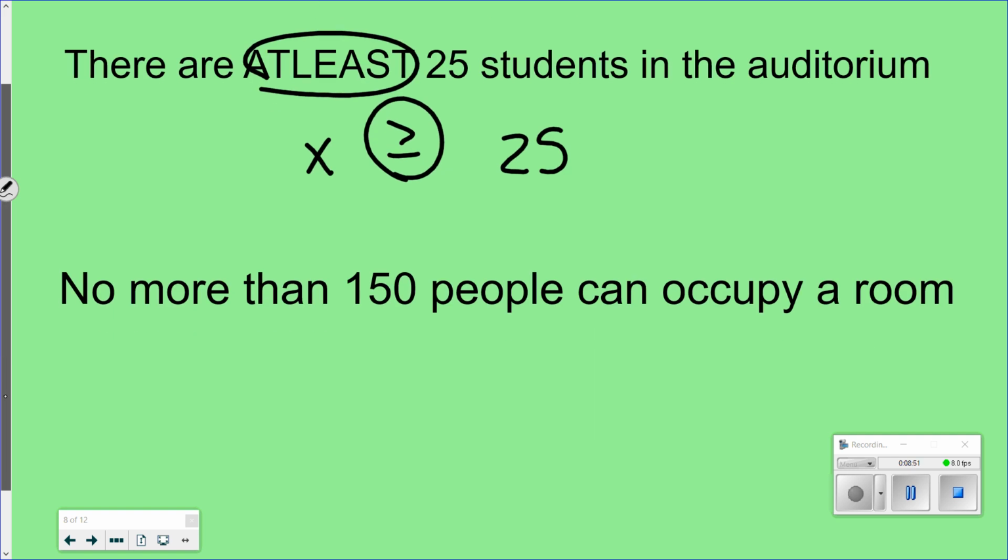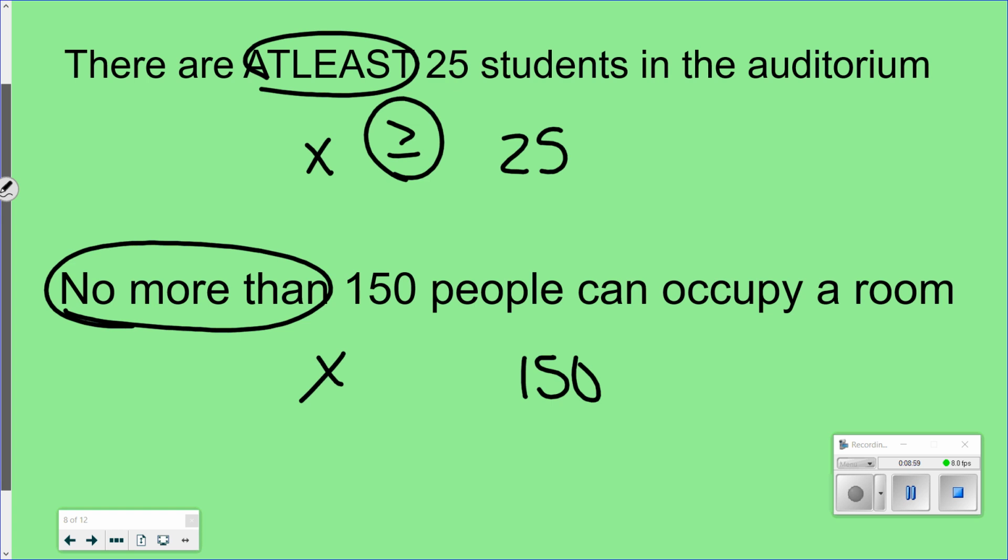Okay, here's another one. It says no more than 150 people can occupy a room. "No more than" is our key words here. I know I'm going to have 150 over here, and I can have x over here. No more than means that I can have up to 150 people, but I can't have any more than that. So I could have between 1 to 150 people and still be okay with the size of my room. So the inequality that should go here should be x less than or equal to 150.